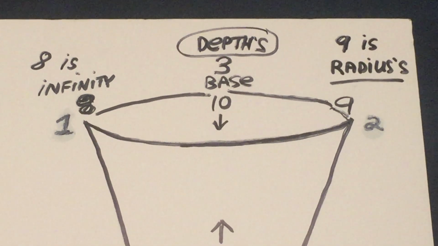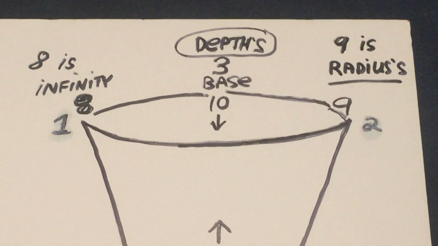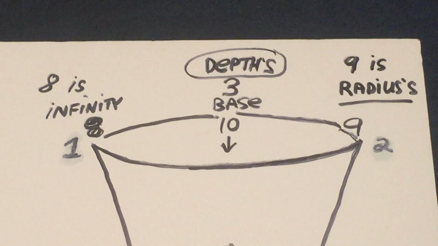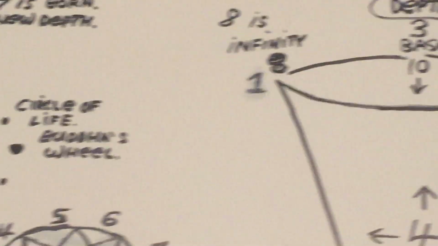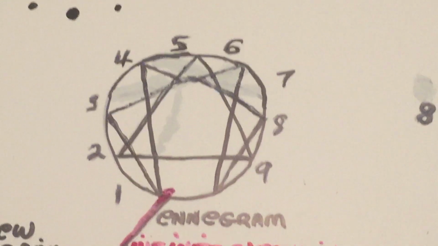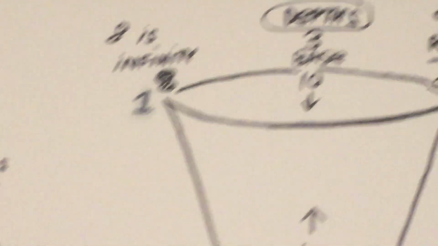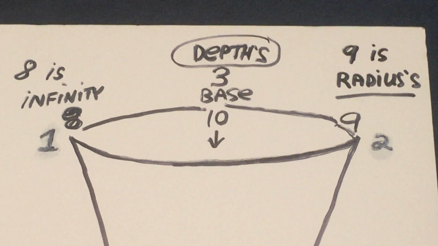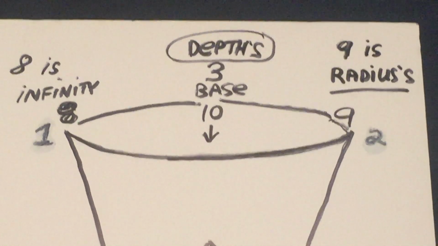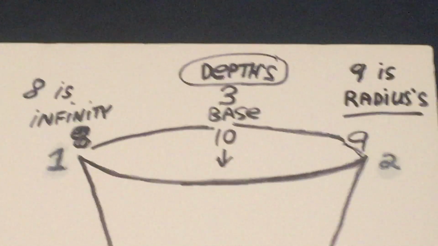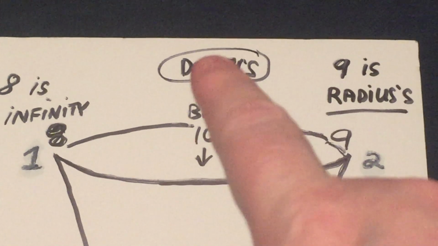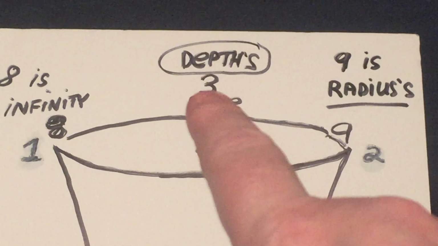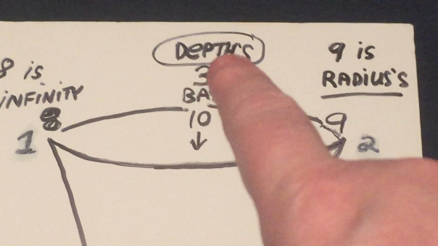9 is the continuation of eternity. It is the number of radiuses that create such systems as this. The radiuses and the infinity of 8, of course, lie side by side. At the center is the number 10, or we can call it 3.